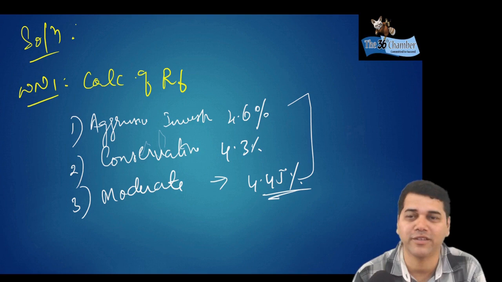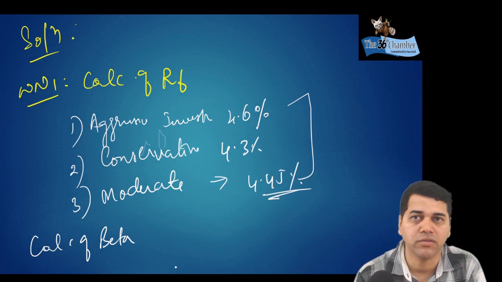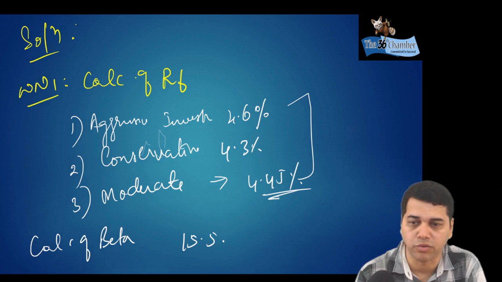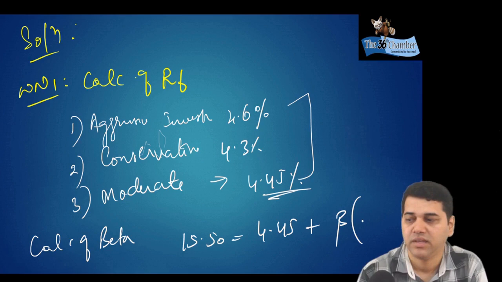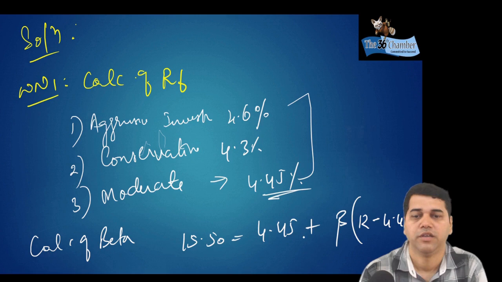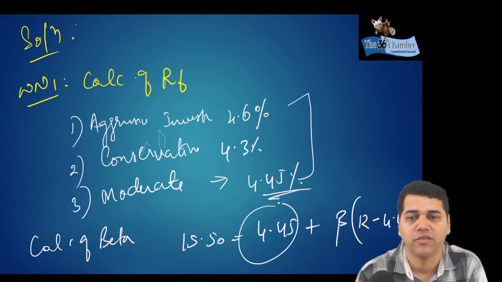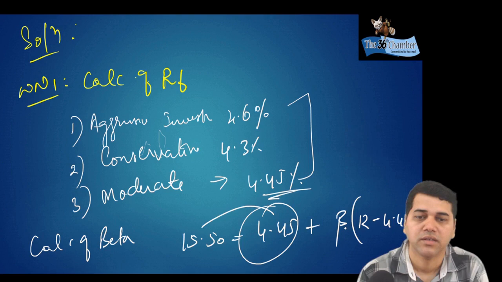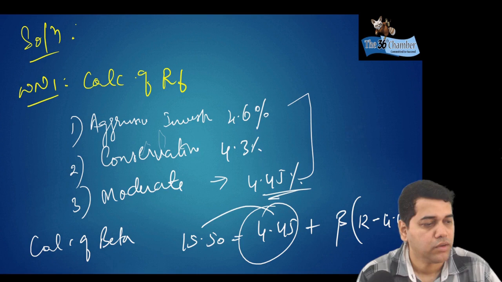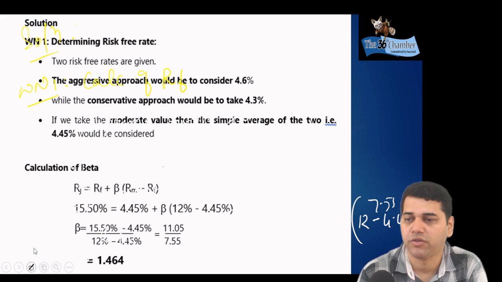Second, calculation of beta. They asked you to calculate the beta, no? So, expected return 15.50 is equal to 4.45 plus beta times (12 (RM) minus 4.45). If you solve this equation, it is a very simple equation. Bring 4.45 across, so 15.50 minus 4.45 is 11.05, equals beta times (12 minus 4.45), which is 7.55 beta. Solving, 11.05 by 7.55, you get 1.464.